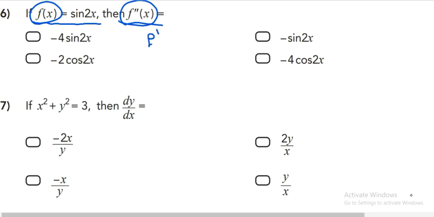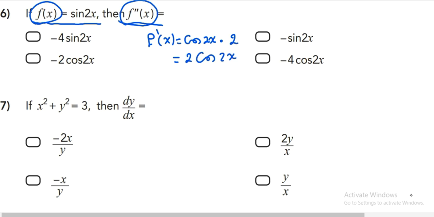The first time, which is f dash of x, trigonometric function, as we said before, 2 parts. Differentiation of the function multiplied by differentiation of the angle. Differentiation of sine is cosine 2x. Multiply by differentiation of the angle, which equals 2. So it will be 2 cosine 2x.